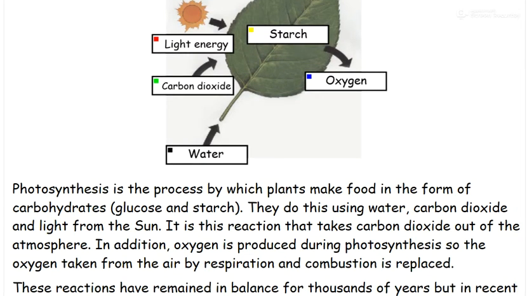Photosynthesis is the process by which plants make food in the form of carbohydrates, glucose and starch. They do this using water, carbon dioxide and light from the sun. It is this reaction that takes carbon dioxide out of the atmosphere. In addition, oxygen is produced during photosynthesis, so the oxygen taken from the air by respiration and combustion is replaced.